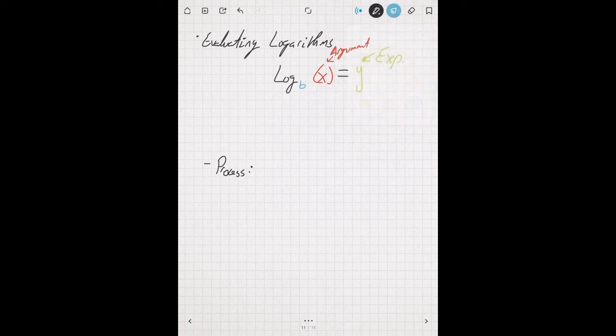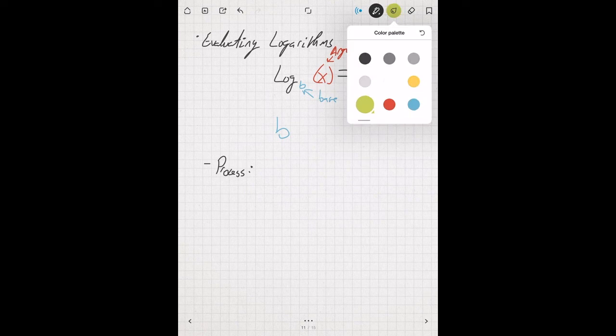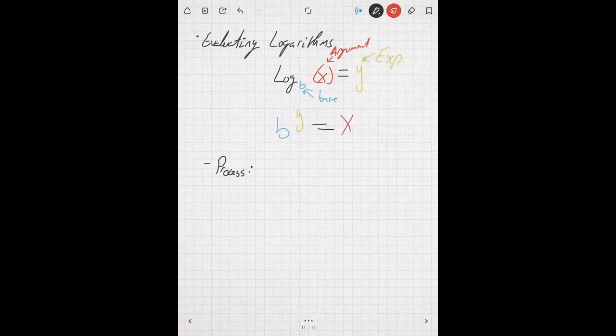And here we have the base. We remember that this is, in fact, related to the exponential form b to the y power, getting us the argument x. This is how they're related. So what we're going to do for the first way of evaluating a logarithm, because there's a couple different techniques.